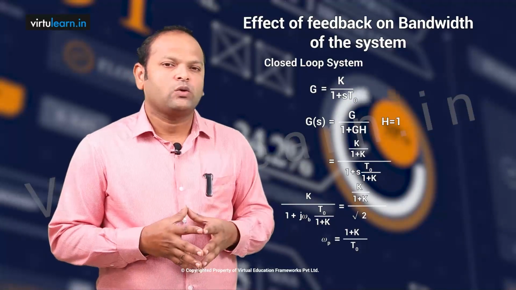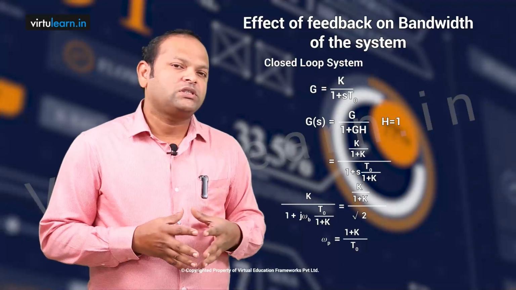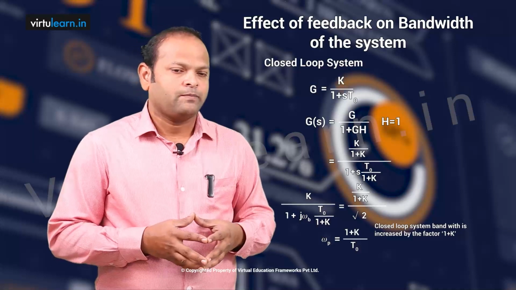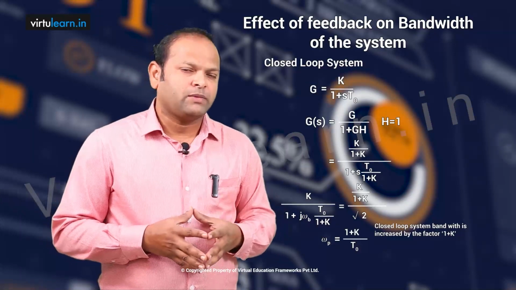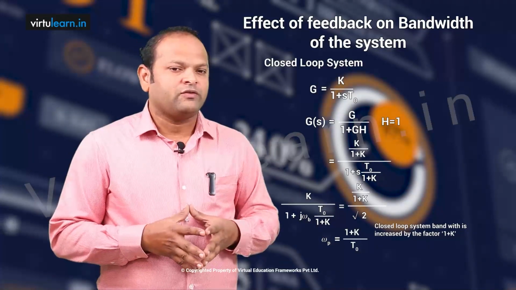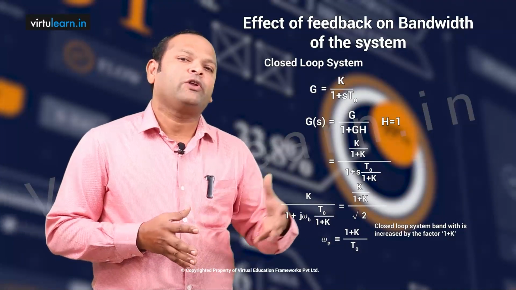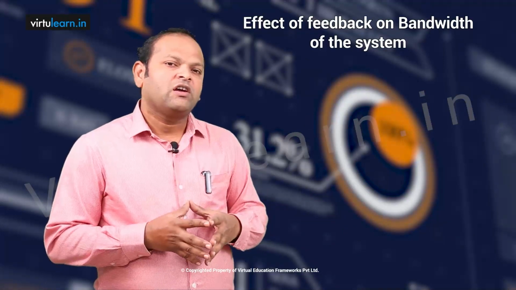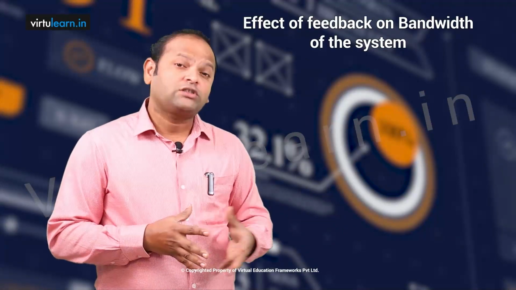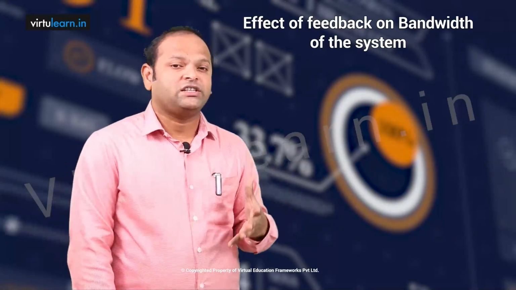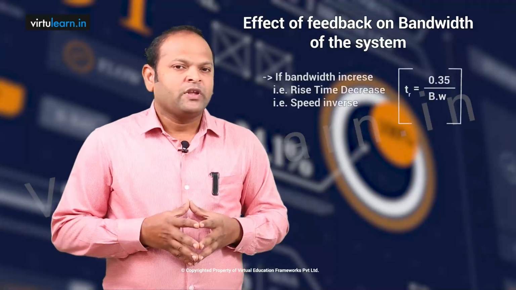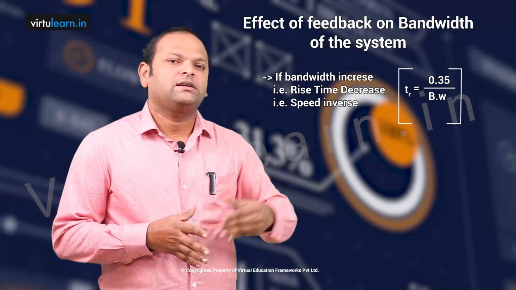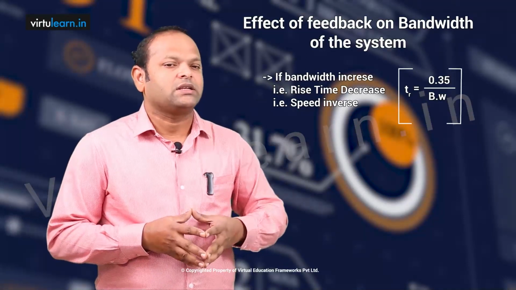Then what is the conclusion here? The closed loop system bandwidth is increased by the factor 1 plus K. Then what is the effect of this bandwidth? If you have more bandwidth, it means we are allowing more frequency signals into my system. That means my system will respond very fast. It will also respond to fast changing signals. Therefore, the rise time of the system decreases, which indicates the speed of the system increases.